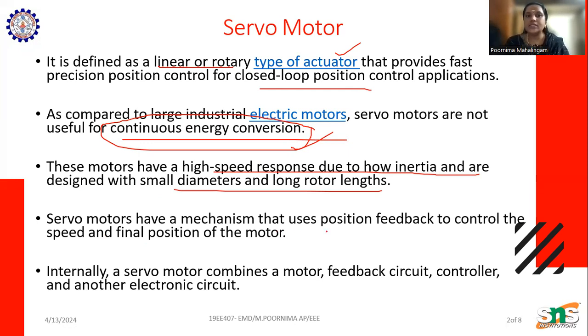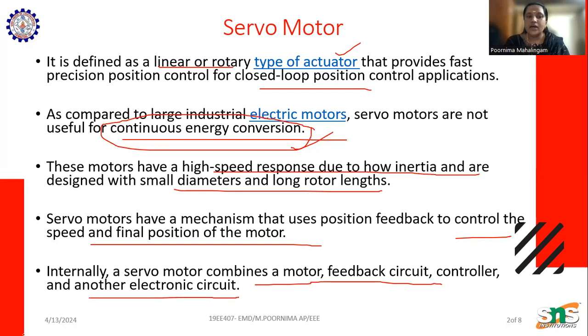A servo motor is a mechanism that is used to provide feedback to control the speed and final position of the motor. This is a closed loop motor. Previously, we have seen the open loop motor. Internally, a servo motor combines a motor, a feedback circuit, controls, and another electronic circuit. These are the components combined, and it is known as a servo motor.